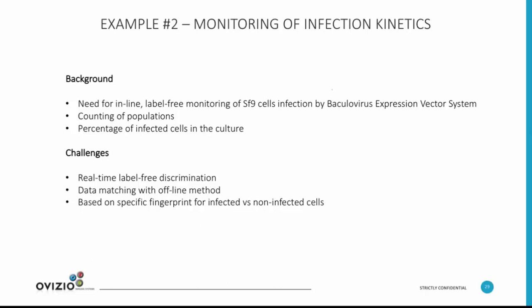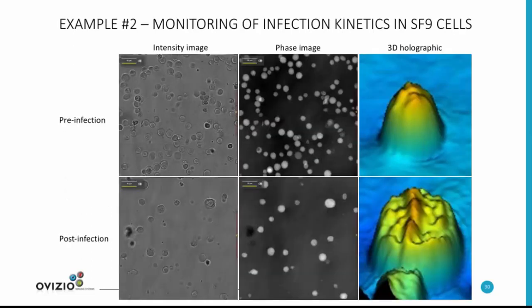So here again, we would like to use real-time label-free discrimination, the data matching with an offline method based on a specific fingerprint for the infected or non-infected cells. So here you can see the images generated. If we would only use intensity images or phase images, the difference between pre-infection and post-infection would be very hard to distinguish. However, because we are using a 3D holographic microscope, we have access to 3D holographic images, and there the differences became much more clear.